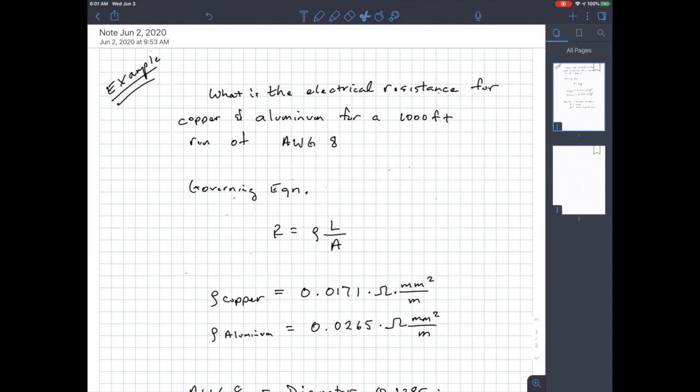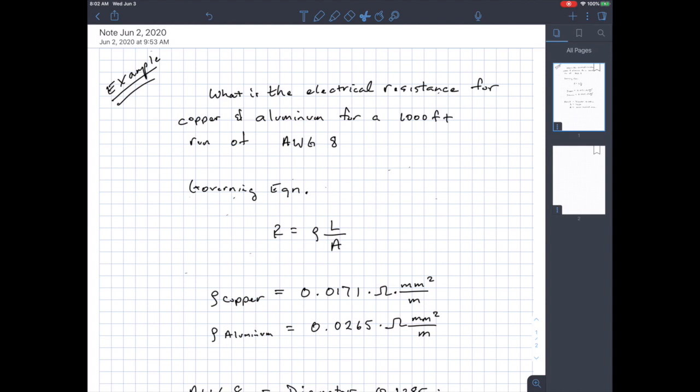In this video, I wanted to work an example unit conversion problem where you have to use some governing equation and you're given some parameters and you are asked a question to answer. All right. So here's the question. This is typical of what might show up on an exam.